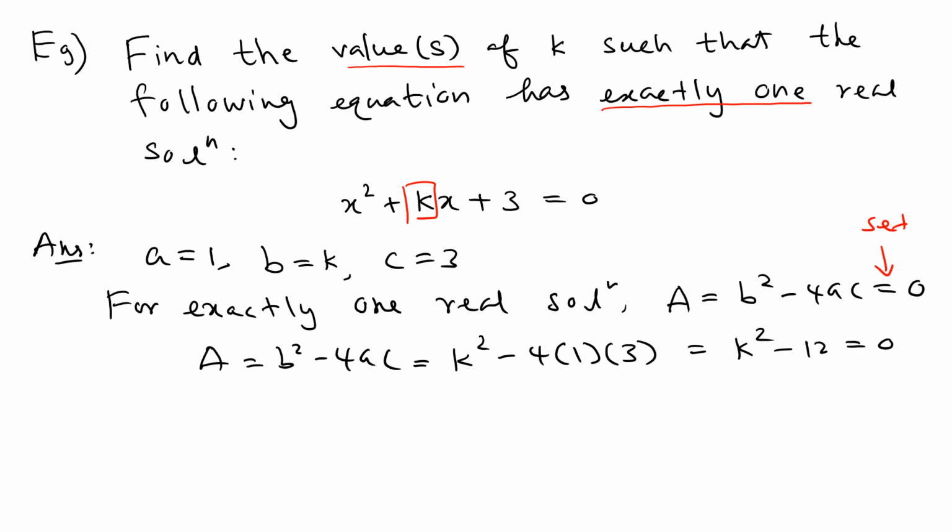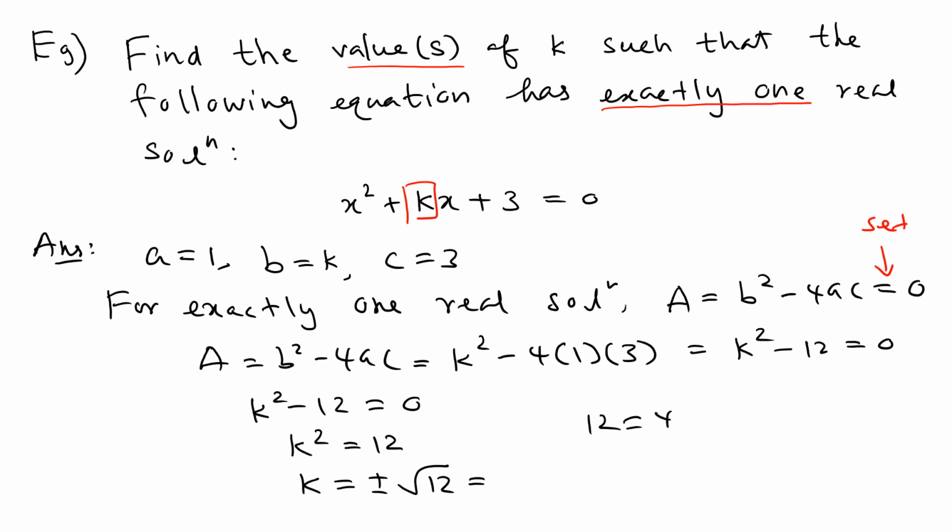Now we're going to solve this equation. We start with k squared minus 12 equals 0. So this says that k squared equals 12. So k equals plus or minus square root 12. Now 12 you can write as 4 times 3. So you're going to get plus or minus the square root of 4, which is 2, times square root 3. So for those two values, you can see that there's exactly one real solution. So that's how we solve the problem.